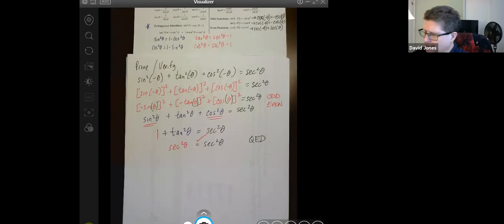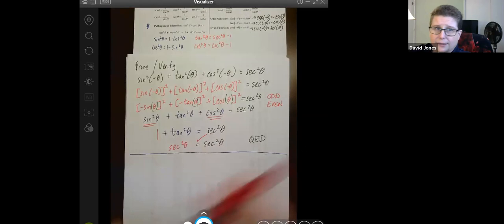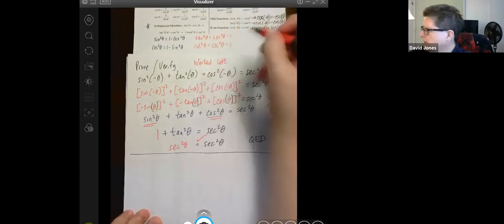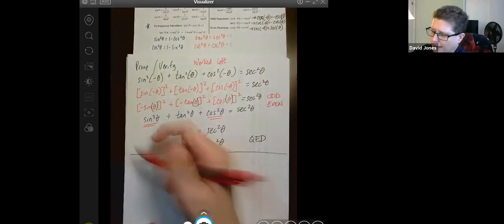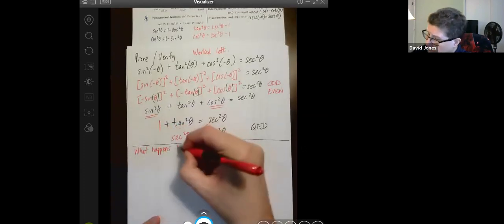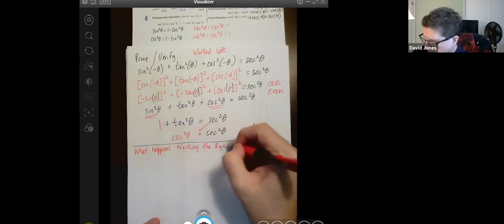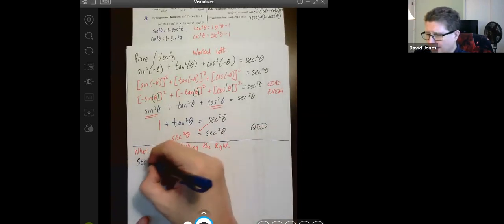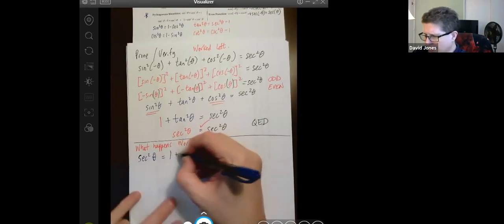What if we had worked the right-hand side? So here I work to the left. I'm going to show what happens when you work the right. What happens working the right? So I start off with secant squared x, or secant squared theta. And I know that equals 1 plus tangent squared theta.